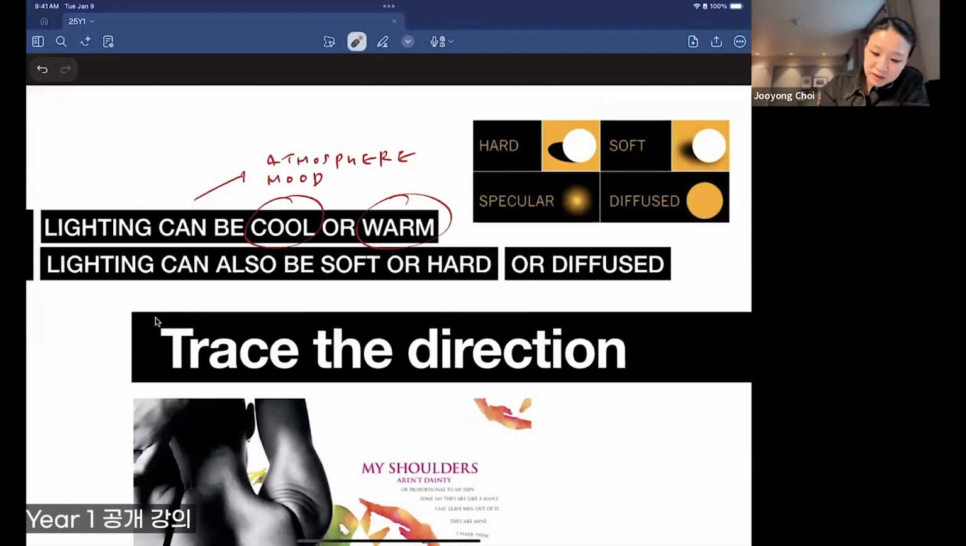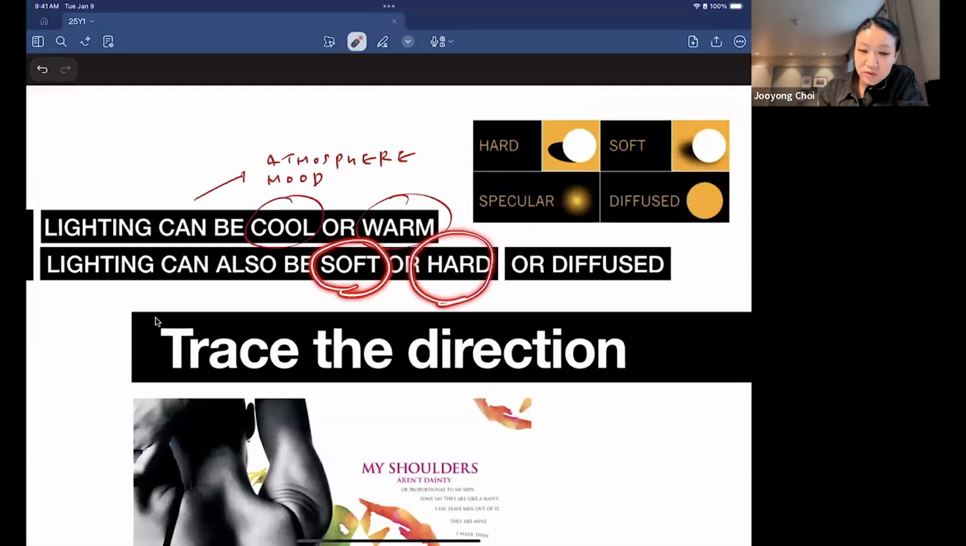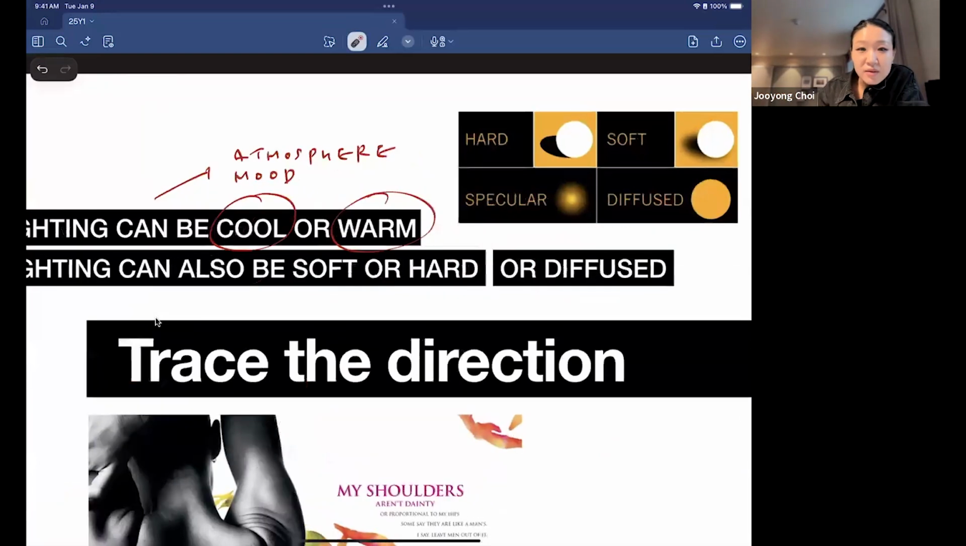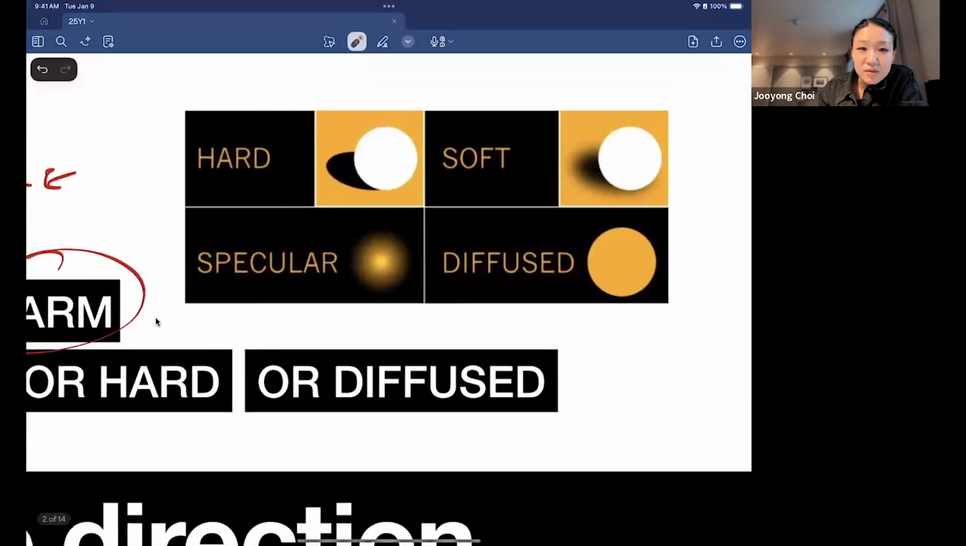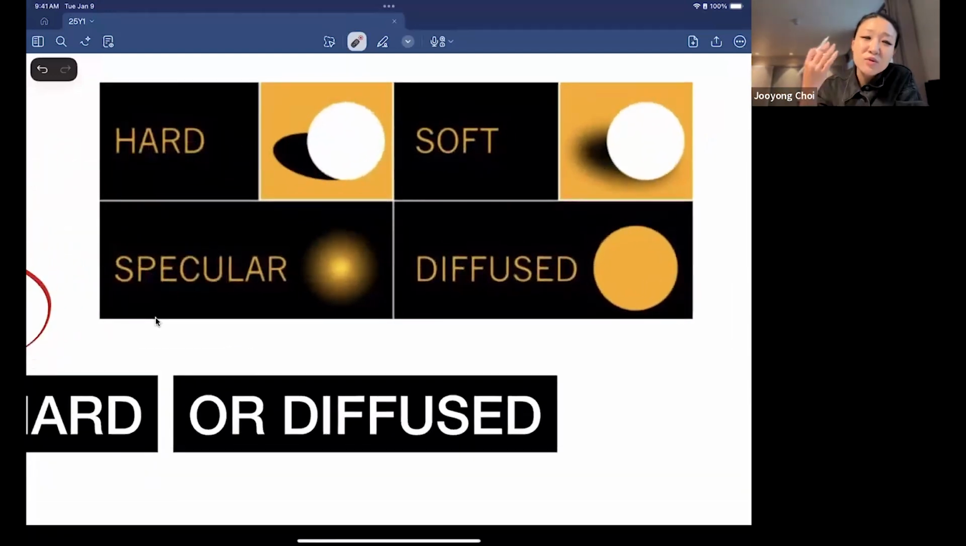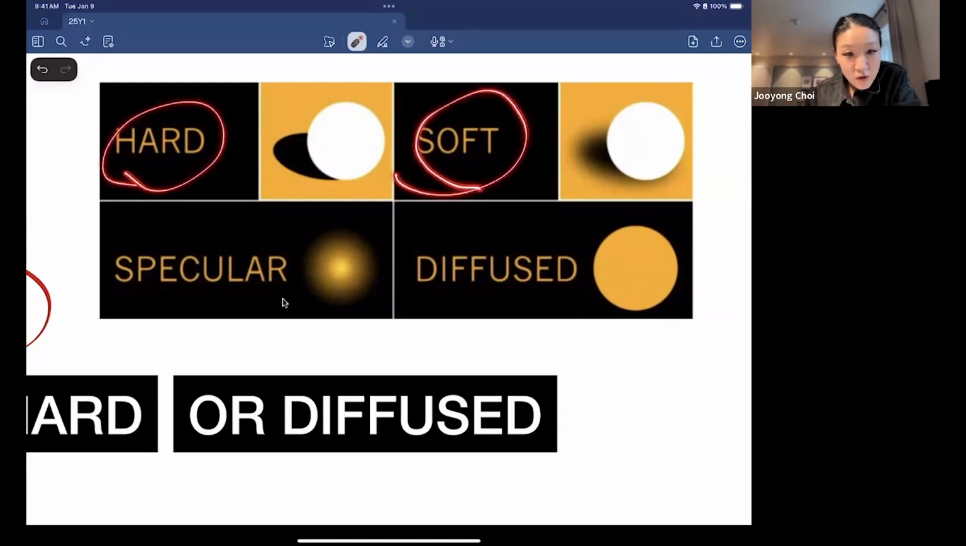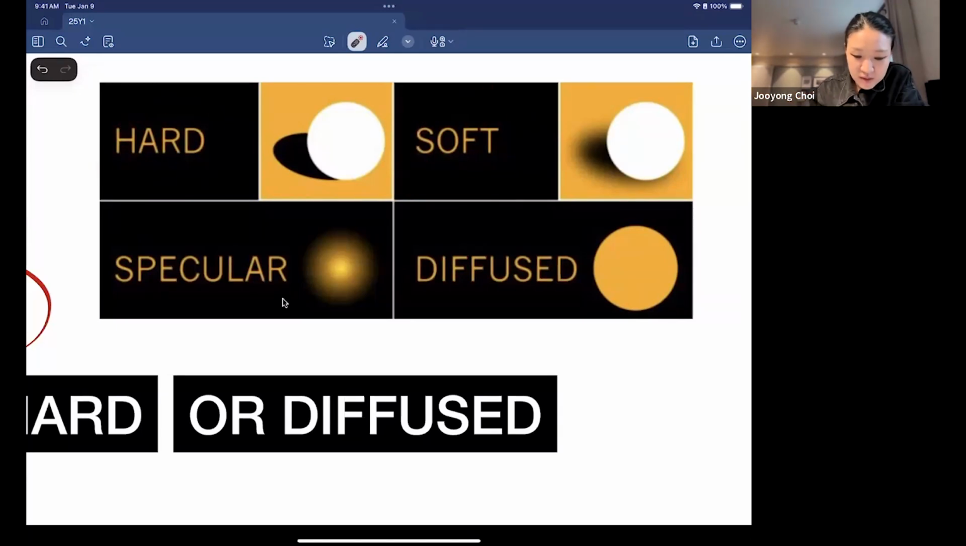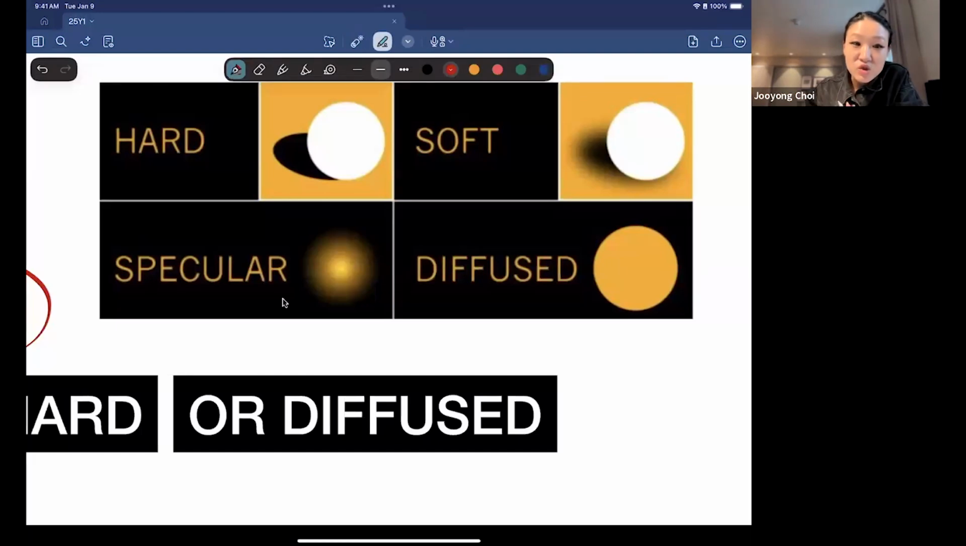Let's talk about something a little bit different. Lighting can also be soft or hard or diffused. Now, I've added a little table here to help your understanding. So these are just adjectives that are actually used in photography to describe how light reflects off the subject. The difference between hard and soft, guys, as you can tell from the image, mainly comes from the shadows.